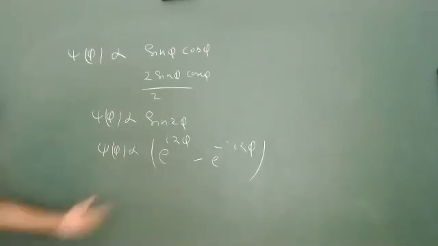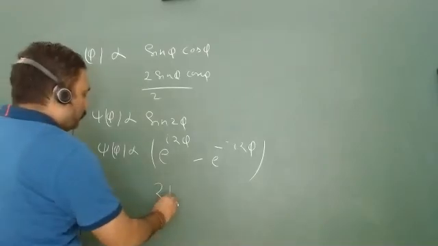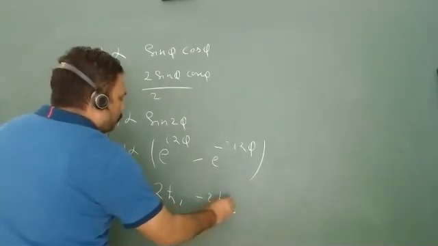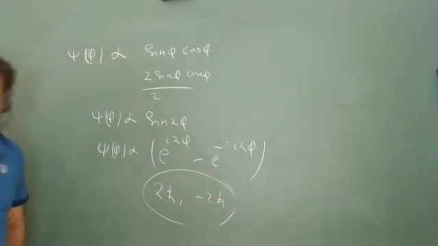2h cut minus 2h cut. Very good. That will be the measurement: 2h cut and minus 2h cut. That's it. Okay, let's go for the next one.